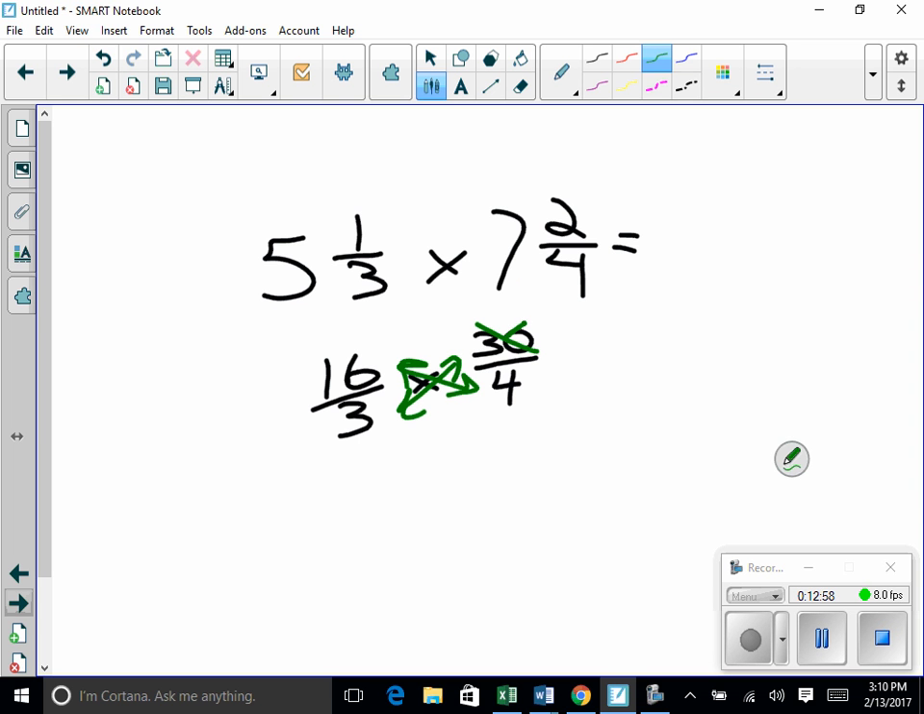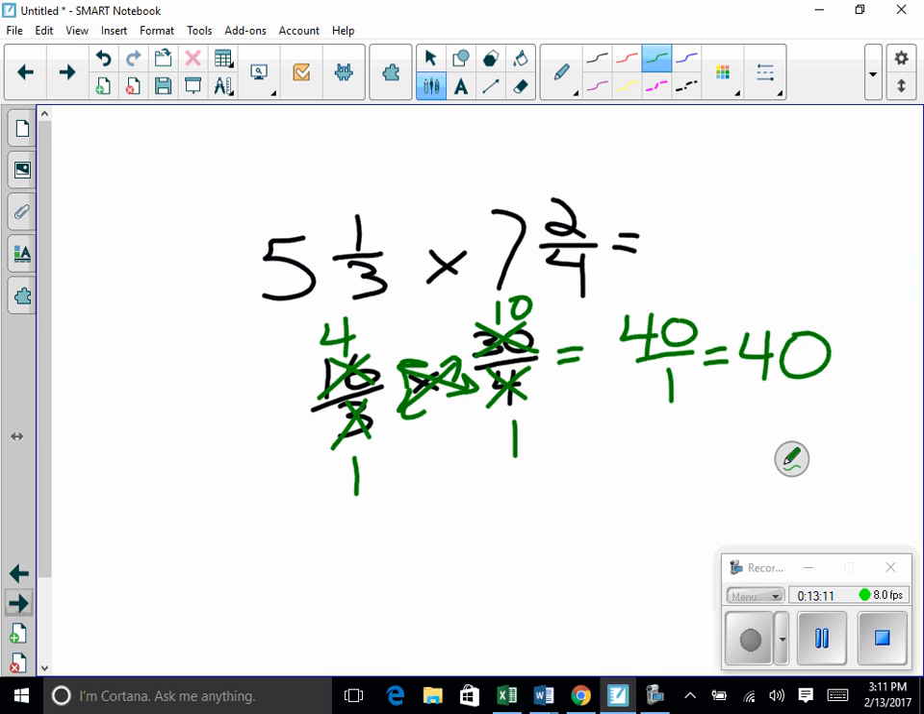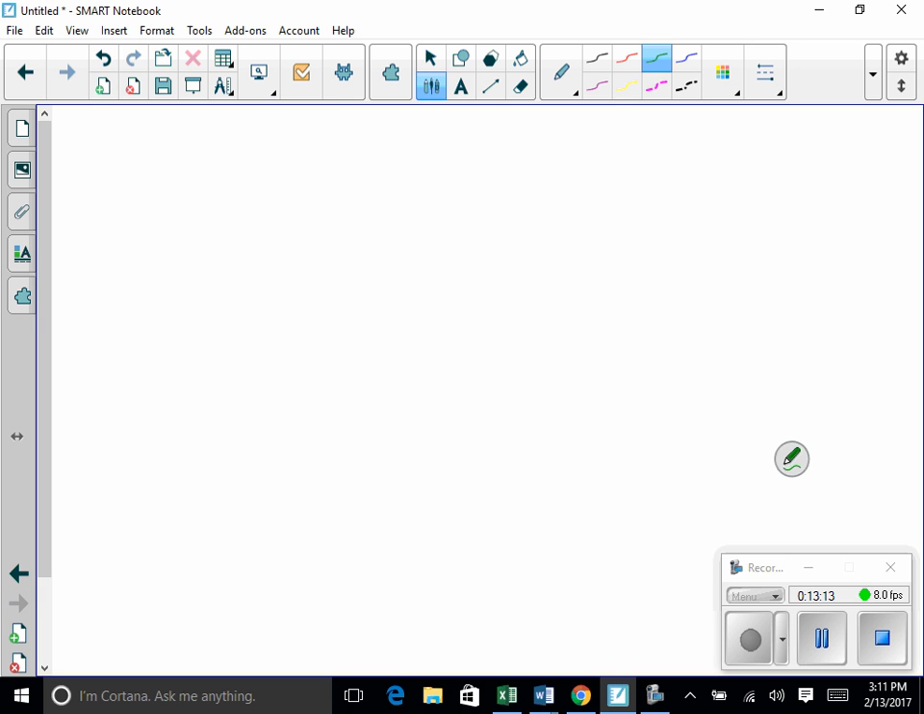3 goes into 30 10 times. 3 goes into 3 once. 4 goes into 16 4 times. Now you go across. 4 times 10 is 40 over 1 equals 40. Nice and easy problem when you cross reduce.